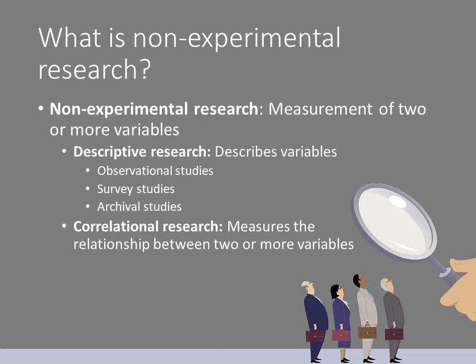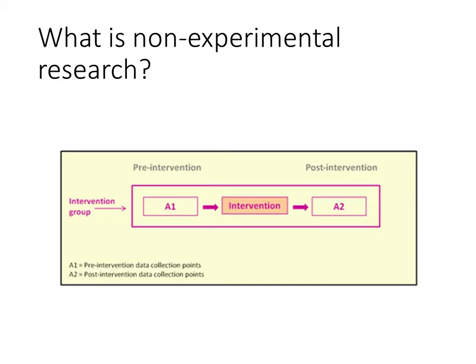With correlational research, we measure two or more variables and then use statistics to assess the relationship between those variables. Let's take a closer look at what is involved in correlational studies. Here's a visual of what a correlational study might look like. As you can see, there's only one group when we use this method. We collect the same information from the same group.